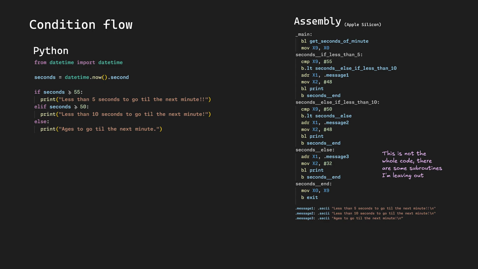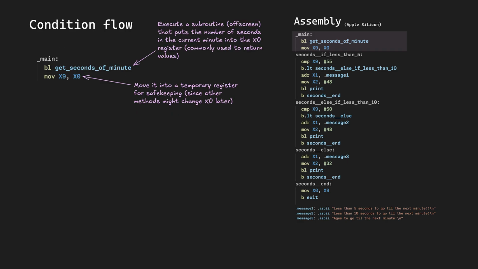Here we have a program that will print out one of 3 messages depending on how close we are to the end of the next minute. We kick off our sequence by calling my get seconds of minutes subroutine, which I'm not going to show you right now, I'll show it briefly at the end, and then we move the result from the return register x0 into our scratch register x9.